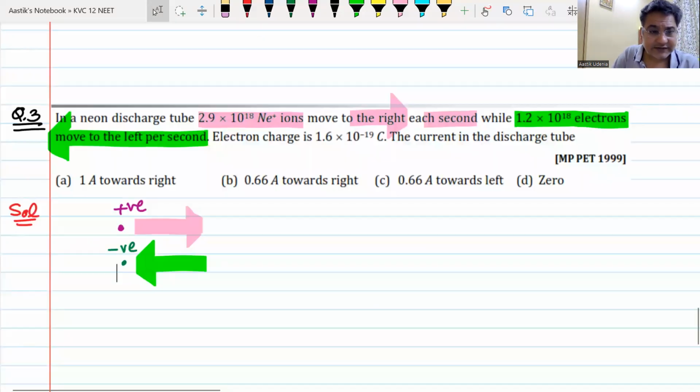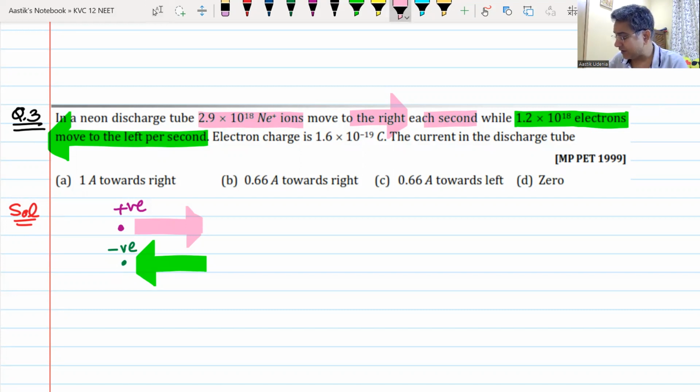Do we understand this? In this case, effectively, the current is moving towards the right. So only two options can be correct. Either it can be option A or option B. The rest is not possible. We just find out which option it is.